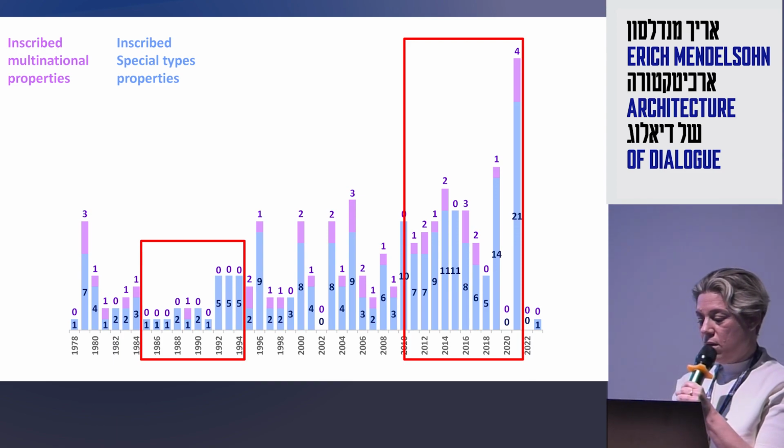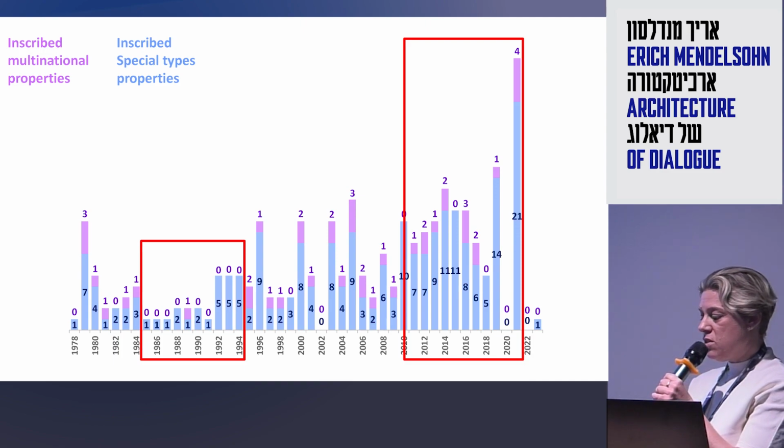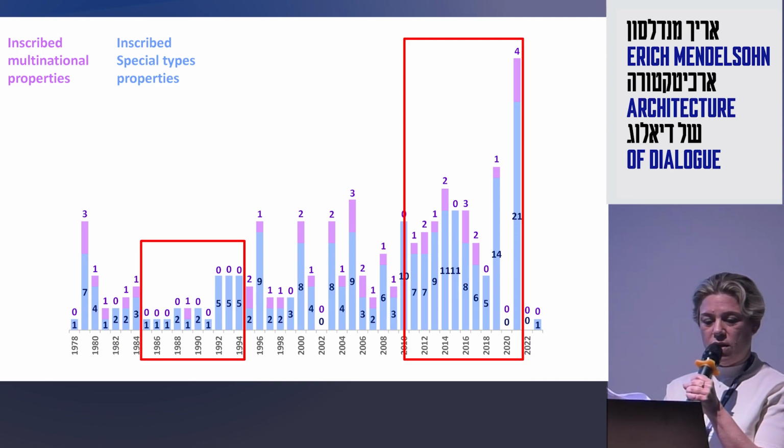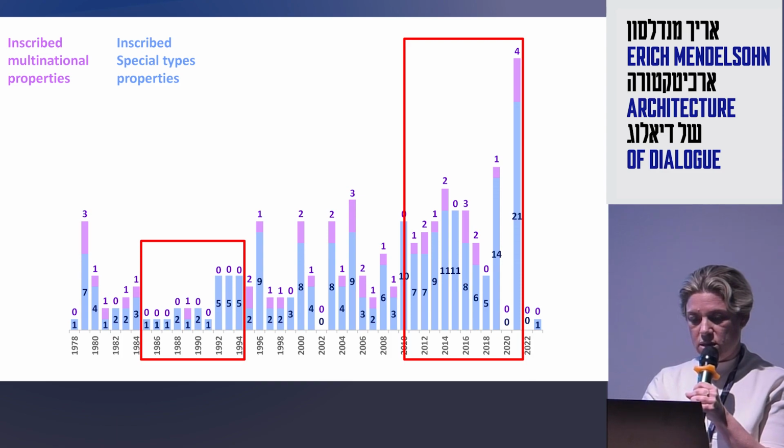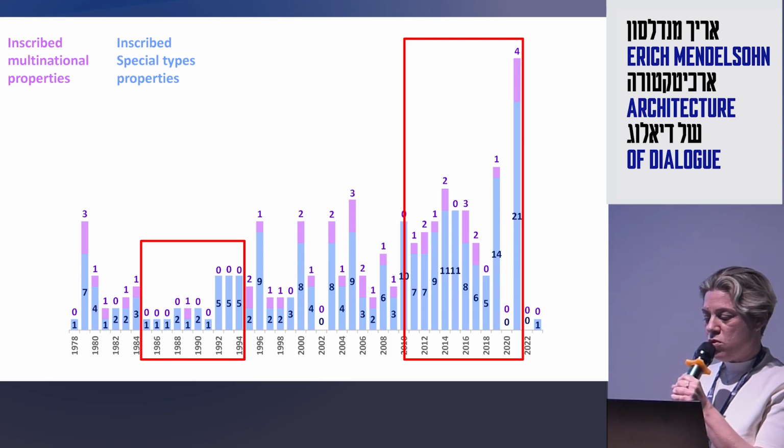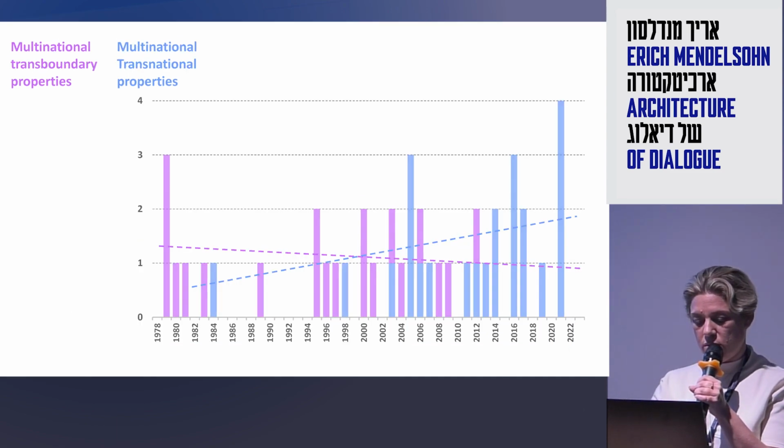From a decade of only one multinational property inscription between 1983 and 1994, we can see successive inscriptions in the last decades, again leading to the record year of 2021 with 4 multinational inscriptions.